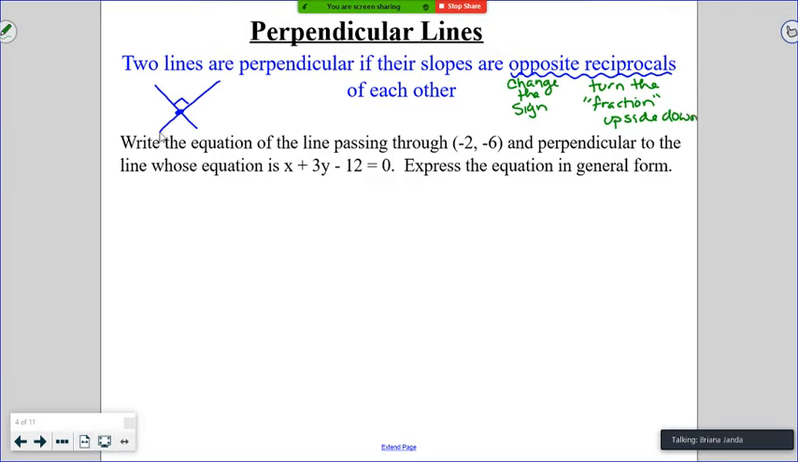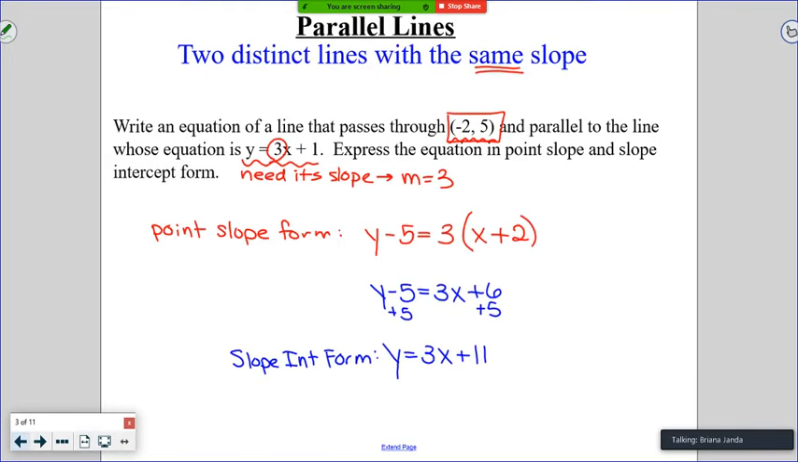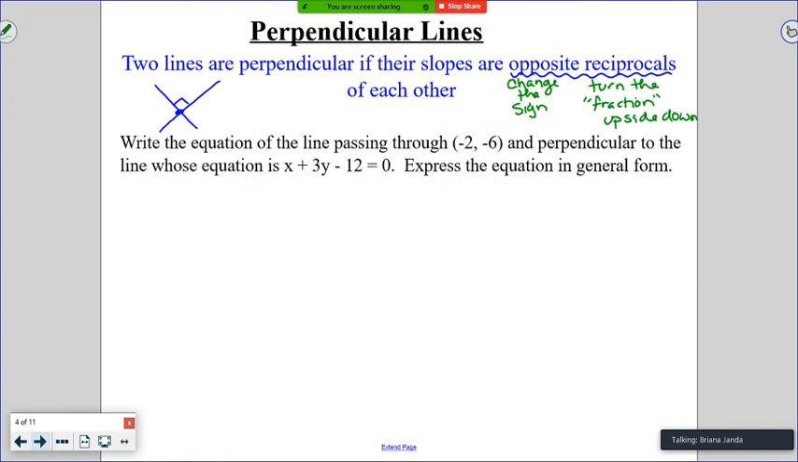Now, I put the word fraction in parentheses. If I told you that the slope was 3, that doesn't look like a fraction, right? How do I make something look like a fraction if I needed to? Over 1. So that's why I put it in parentheses, because I said turn this fraction upside down, and if it doesn't start looking like a fraction, I would want to flip that as I go.